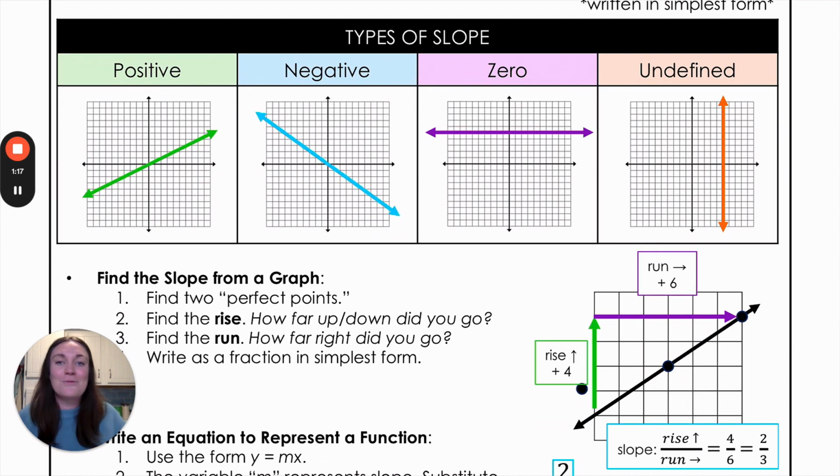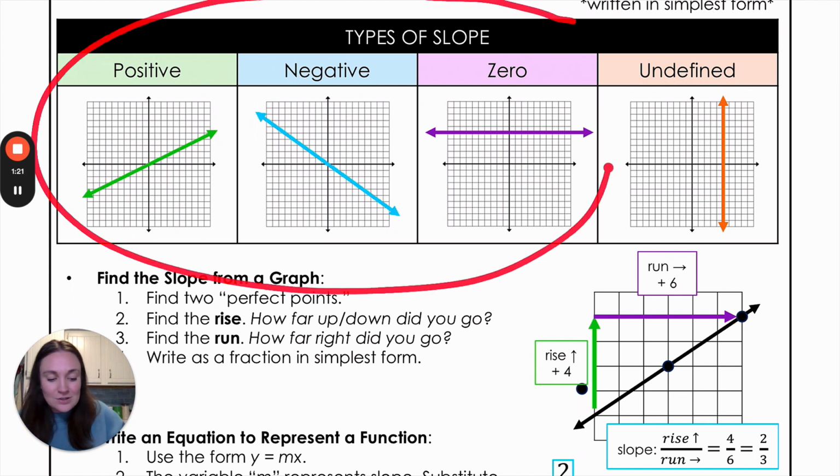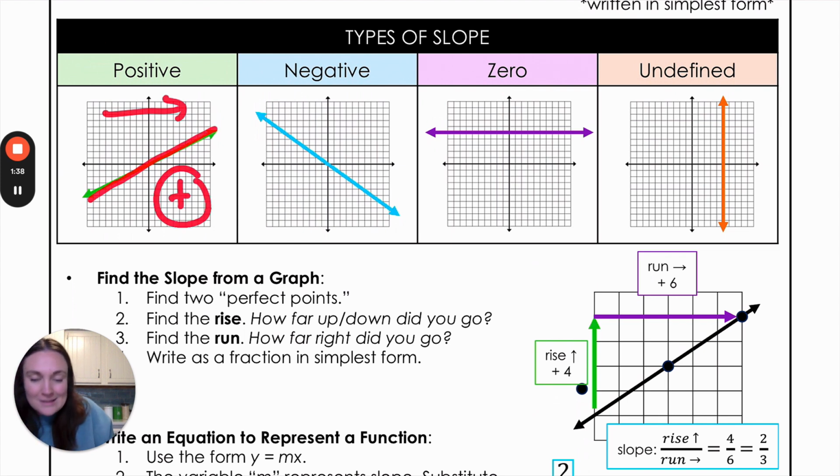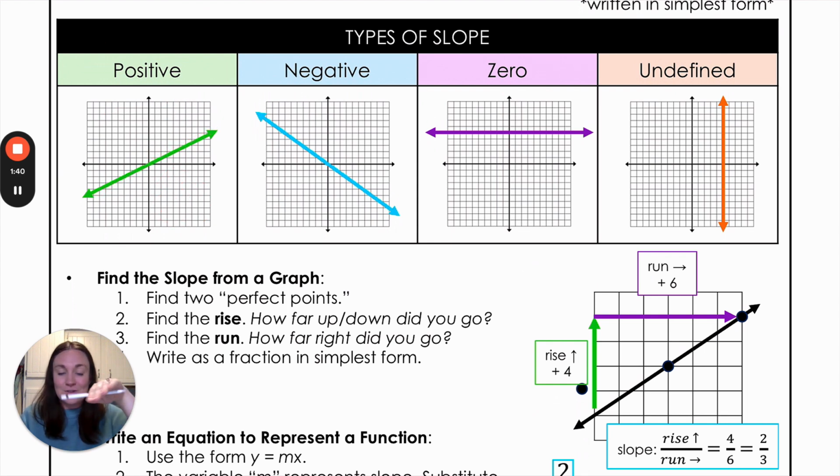So let's talk about the 4 different types of slope. Now, this year we're only going to focus on the first 3, but I did want to throw that 4th type in there as well so you've seen it. So when we are talking about slope on a graph, you always have to read it left to right, just like you would read a page in a book, right? So if I go left to right, on this first one, you can see that I'm going up. So this would be a positive slope because I'm going up from left to right.